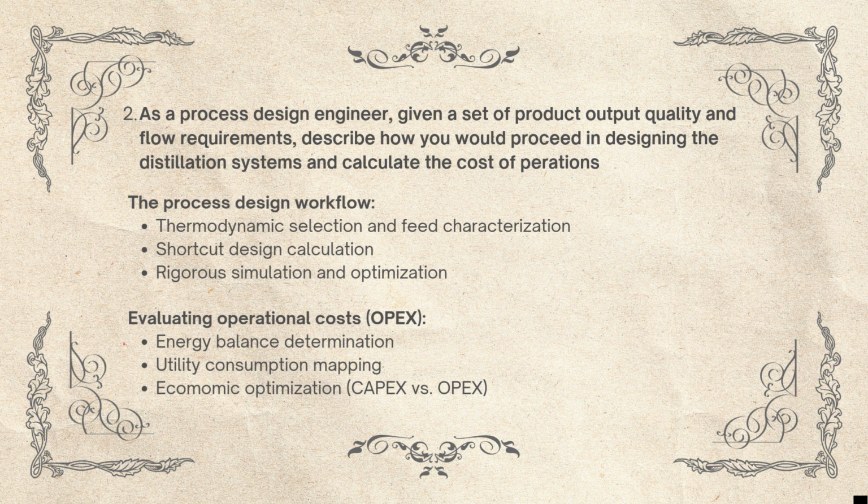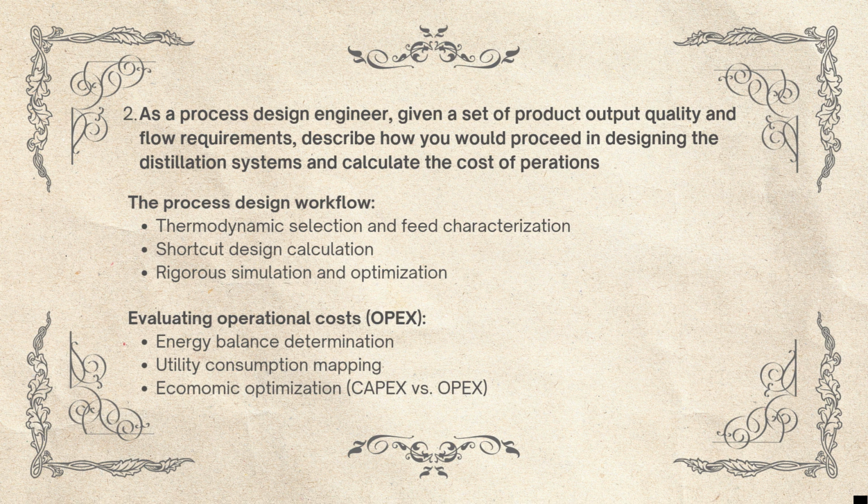Then we need to have the shortcut design calculation, where, using analytical engineering equations, the engineer establishes a baseline for the column's performance. This involves calculating the minimum number of theoretical stages required at total reflux and determining the minimum reflux ratio necessary to achieve the target product purity and recovery constraints specified by the client.